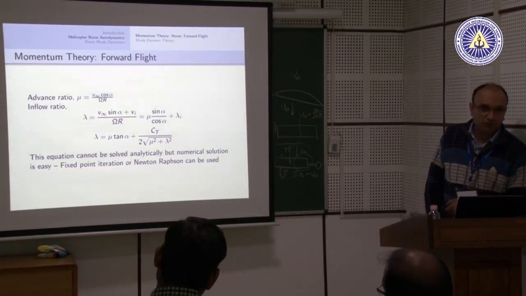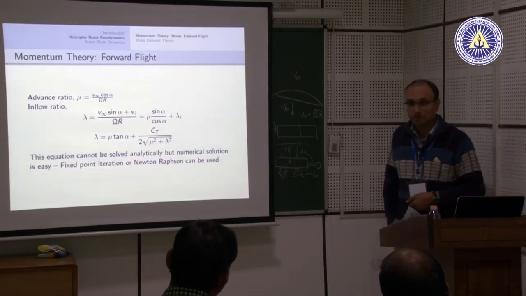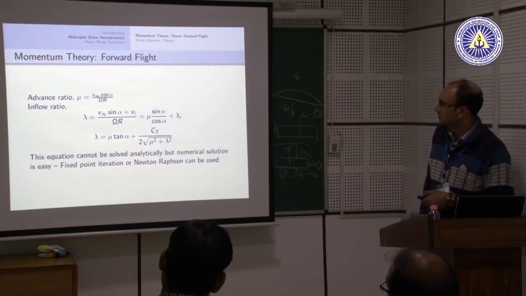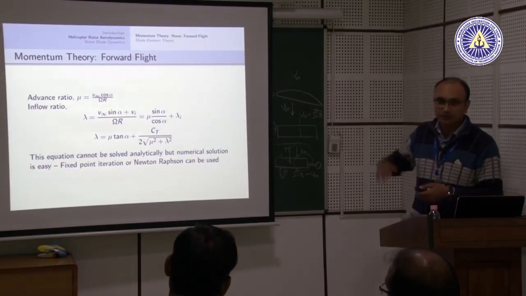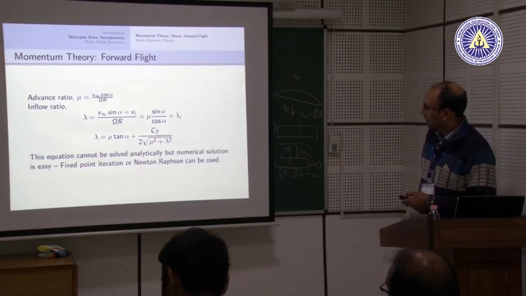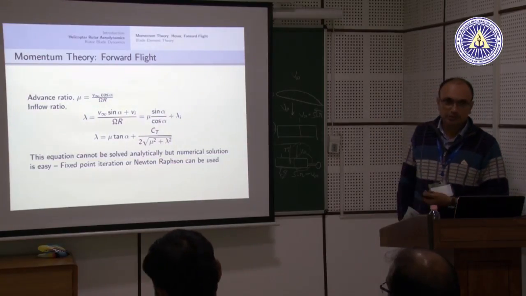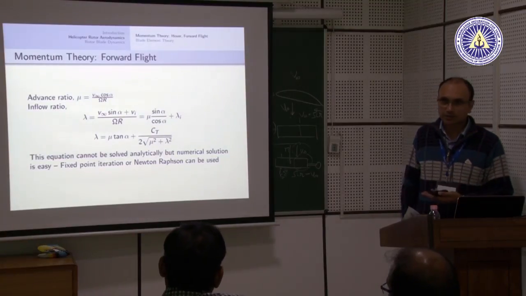A similar term is also used for propellers, but that advance ratio is slightly different in definition from what we use here in our helicopter. So, this is defined as your free stream velocity times cosine of alpha, where alpha is the angle made by the helicopter with the vertical, divided by omega into R, the tip speed, because we are non-dimensionalizing. So, this is a non-dimensional parameter which represents the speed of the helicopter.